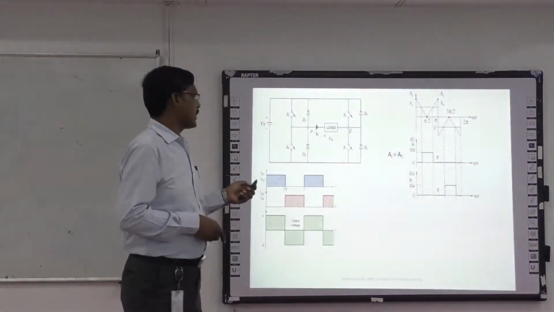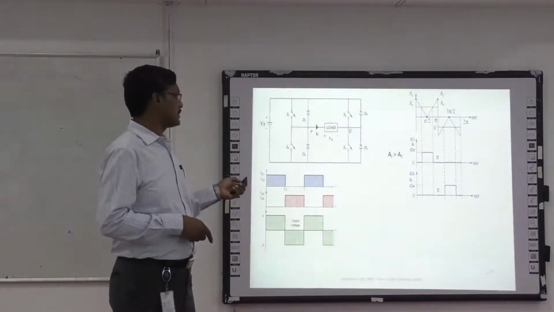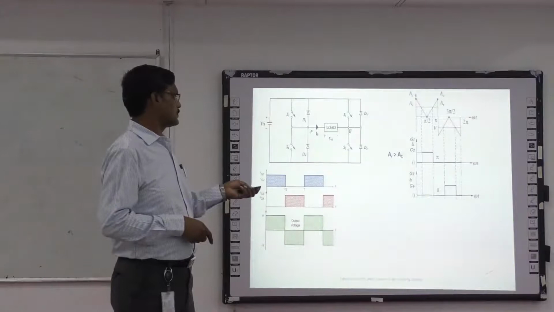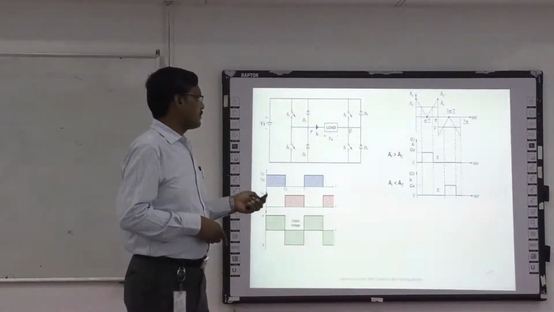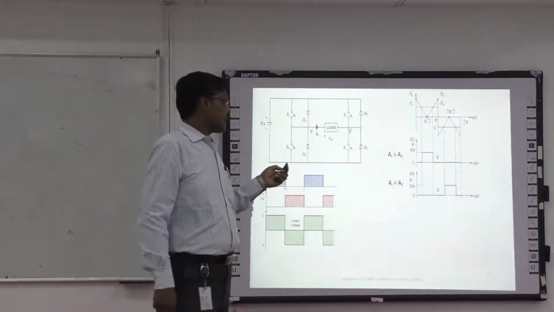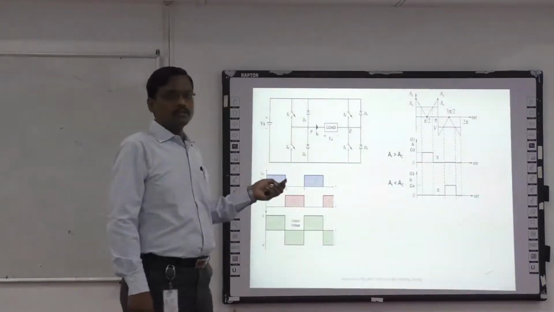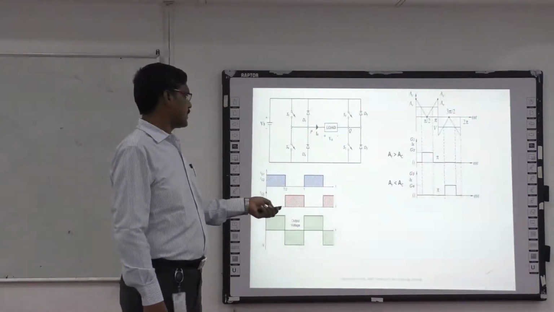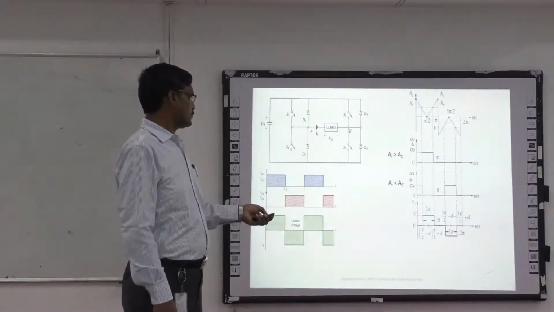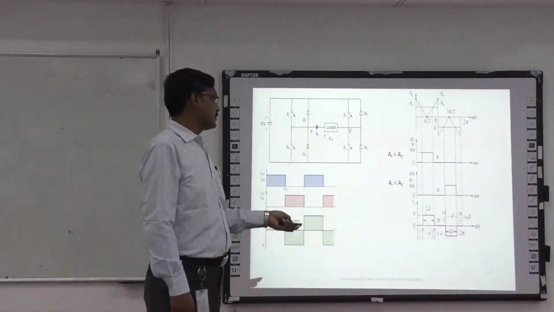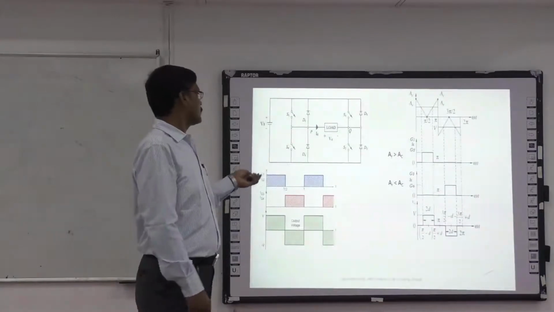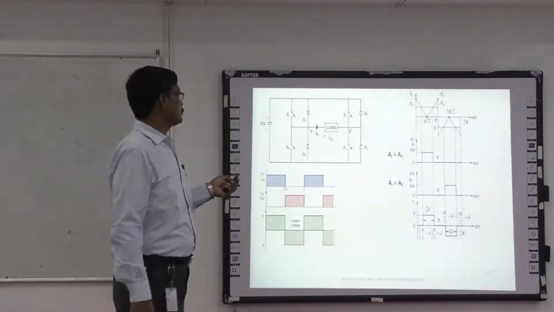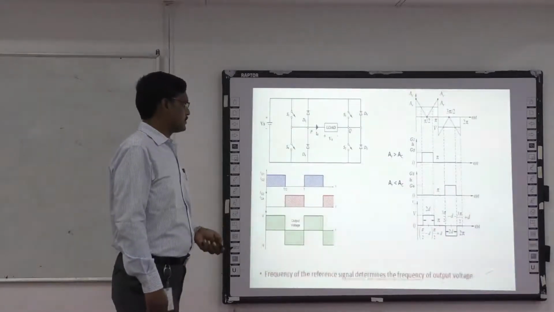If the magnitude of the reference waveform is greater than the carrier waveform, you will get a positive half cycle pulse. Similarly, whenever the magnitude of the reference waveform is less than the carrier waveform, the negative half cycle pulse will be generated. By using these pulses, we are able to achieve this quasi square waveform using this full bridge inverter. So this is the technique used in single pulse width modulation.